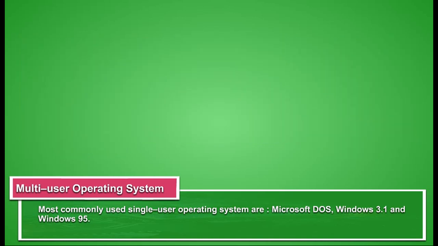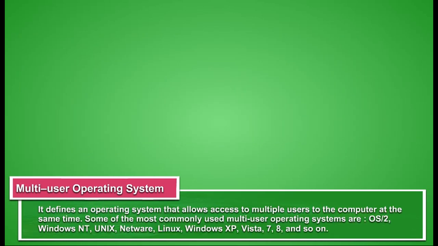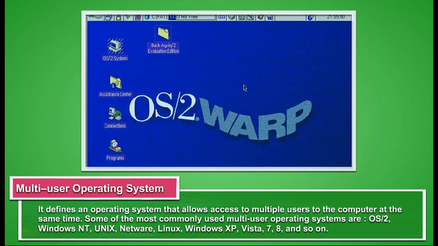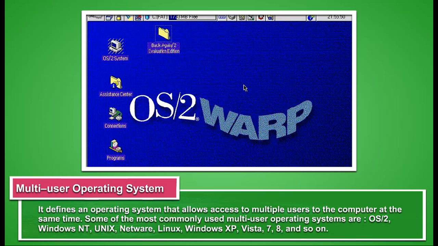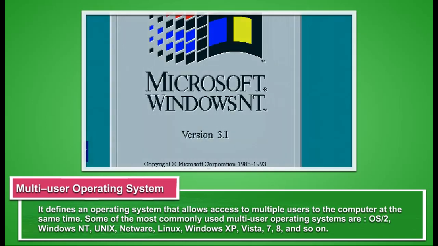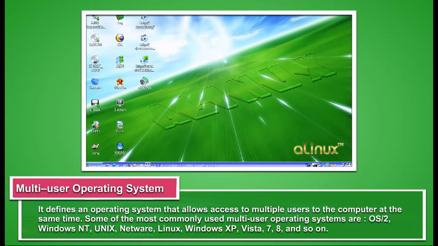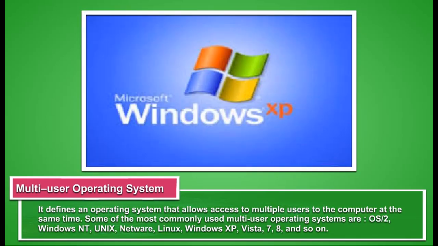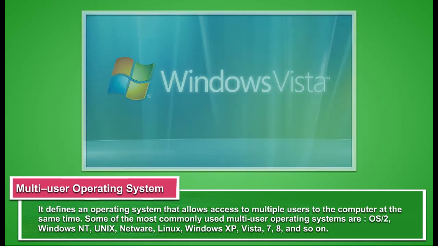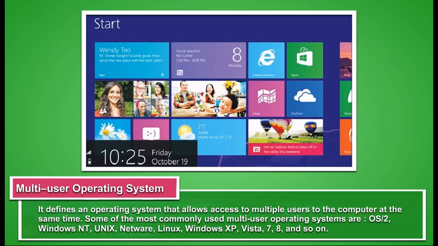Multi-user operating system. It defines an operating system that allows access to multiple users to the computer at the same time. Some of the most commonly used multi-user operating systems are OS/2, Windows NT, Unix, NetWare, Linux, Windows XP, Vista, 7, 8 and so on.